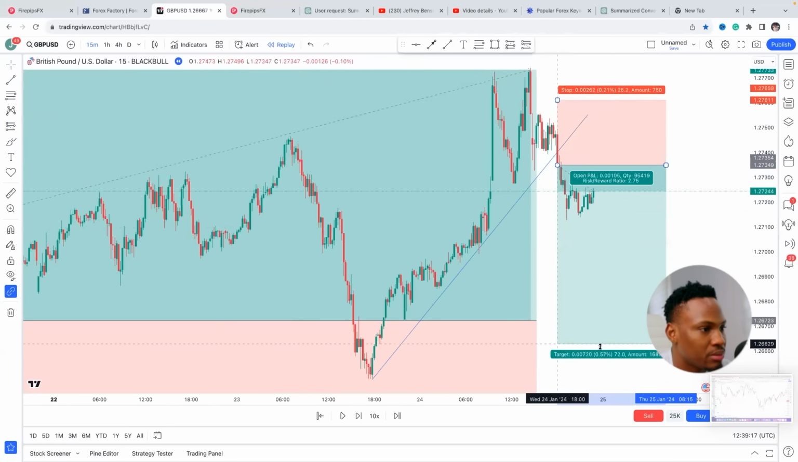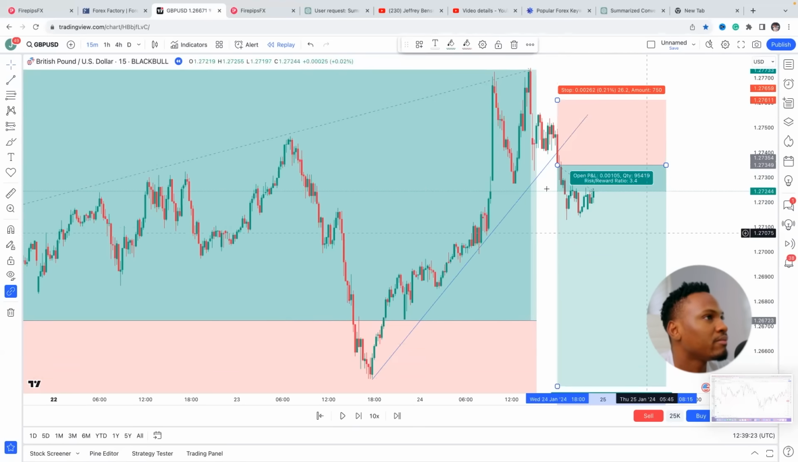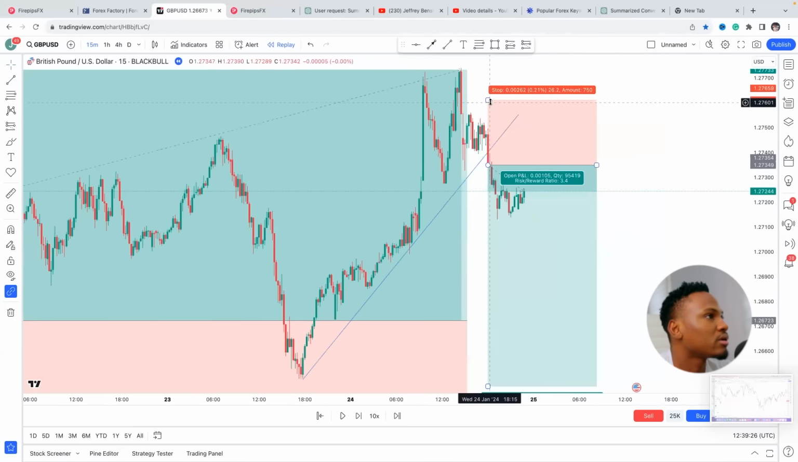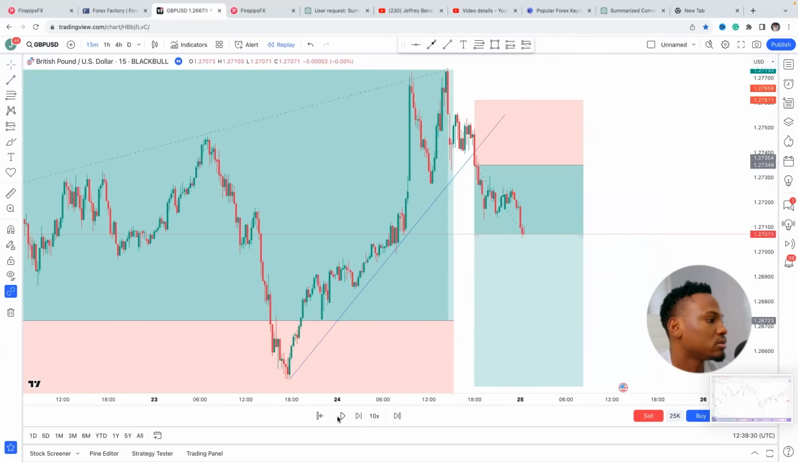Another 100 pips to the low. So this is 70, this is 80. 100 pips is still so far. So yeah, let's go. Let's try the sell side of things. Now let me click on play. Let it play.